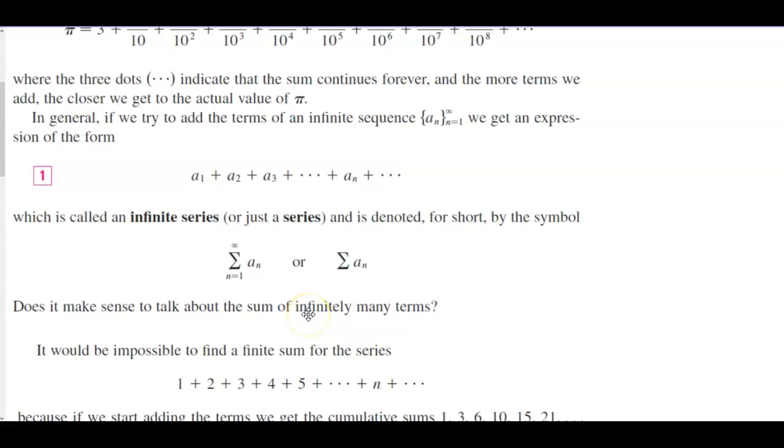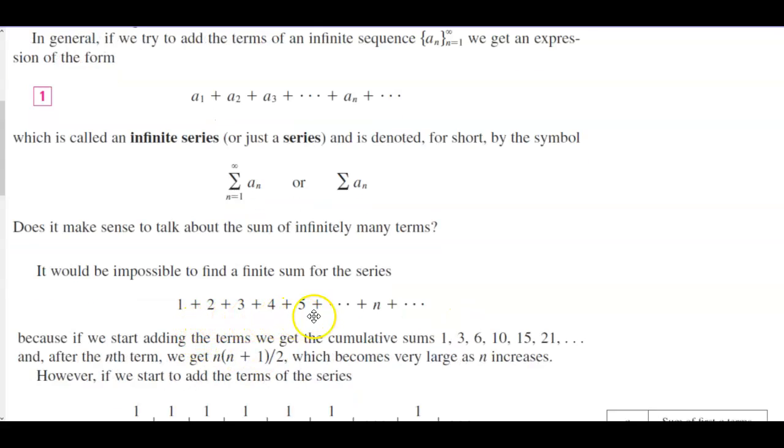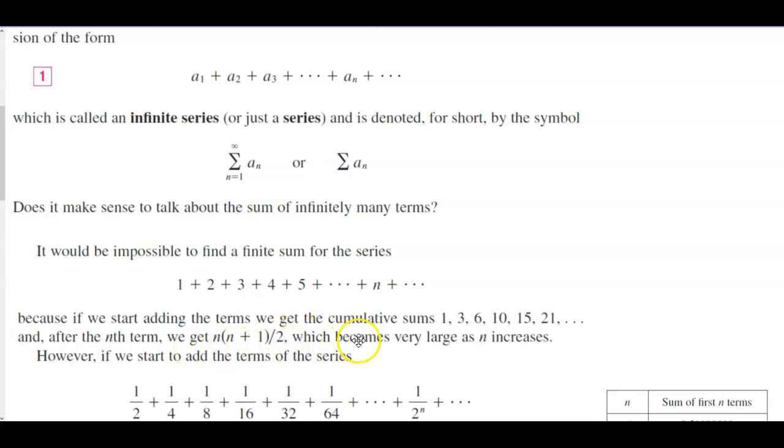Now, does it make sense to talk about the sum of infinitely many terms? Well, it would be impossible to find a finite sum for this series where we have 1 plus 2 all the way to 5 plus to nth plus it continues. And it continues because if we start adding the terms, we get the cumulative sums 1, 3, 6, 10, 15, 21, and so on. And then after the nth term, we would get n times n plus 1 divided by 2, which becomes very large as n increases.